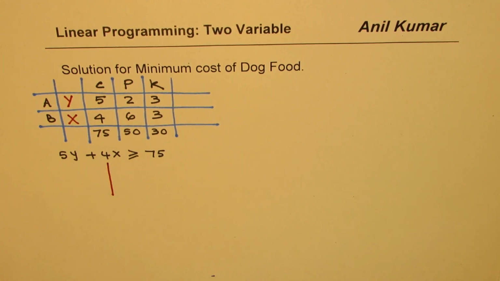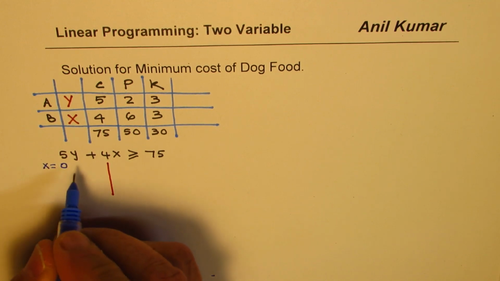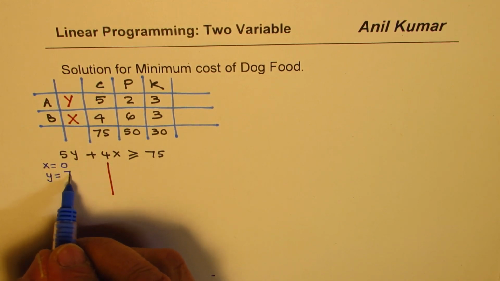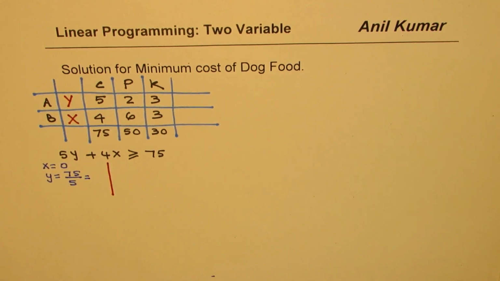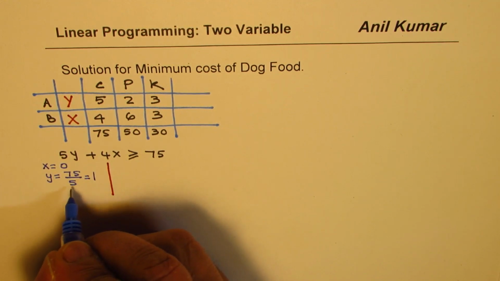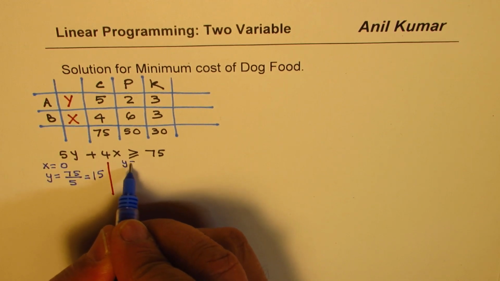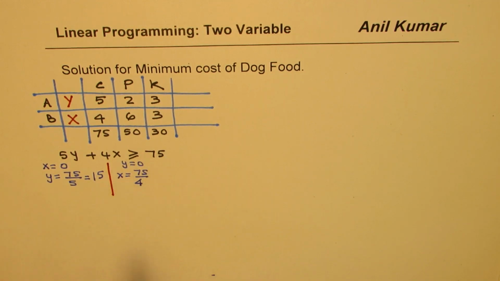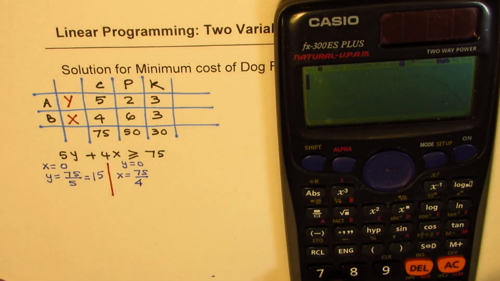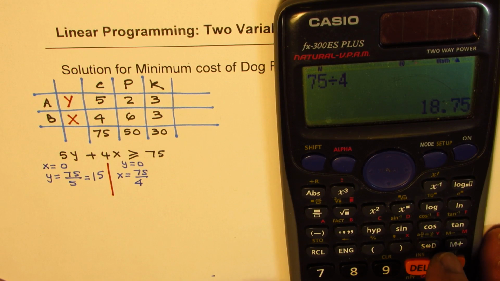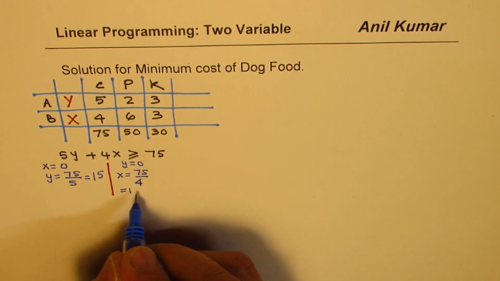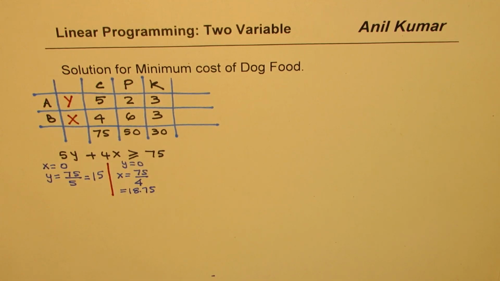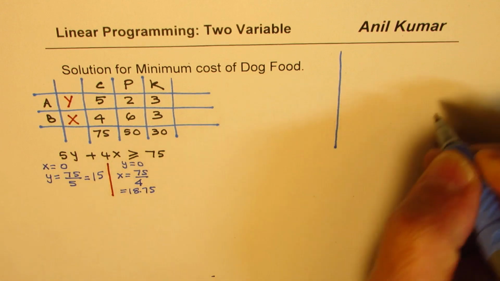So if I write x equals to 0, then my y value will be equal to 75 by 5, correct? Okay, which is 15. If I write y equals to 0, the x value will be 75 by 4, which is a decimal number. So we could write 75 divided by 4 as 18.75. Now, why am I doing so? Because that helps us to sketch the graph, and we'll actually find the solution using the graph.